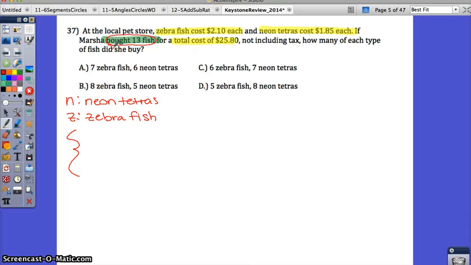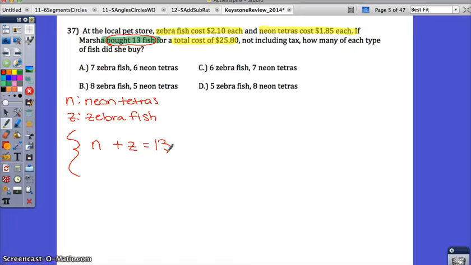What kind of fish did she buy, guys? She bought neon tetras and zebrafish. Neon plus zebra for a total of 13 fish. One equation will just represent the number of fish that she bought, which means the other equation is going to be all the highlighted information in yellow, which all deal with cost.